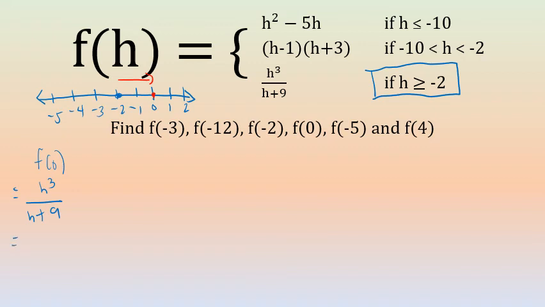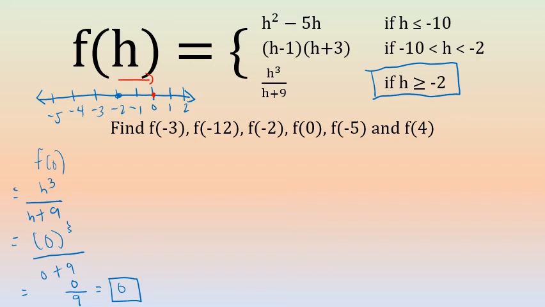Okay? So substitute 0 cubed over 0 plus 9. So simplify, 0 cubed is 0 times 0 times 0, 0 pa din. 0 plus 9 is simply 9. And what is 0 over 9? This is equals to 0. Okay? The value of our function f at 0 is still 0.